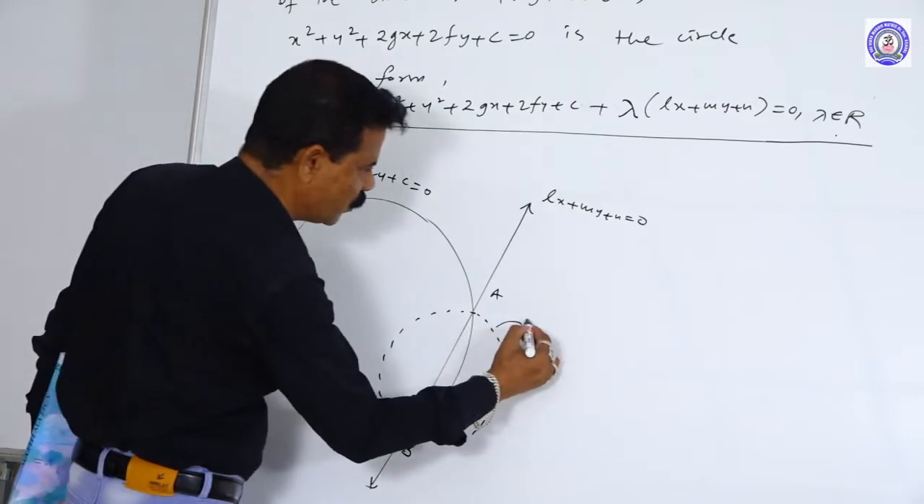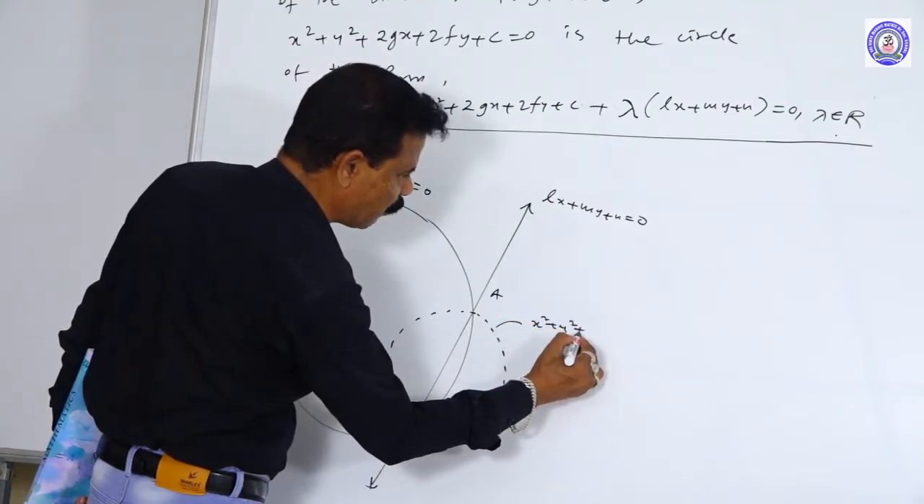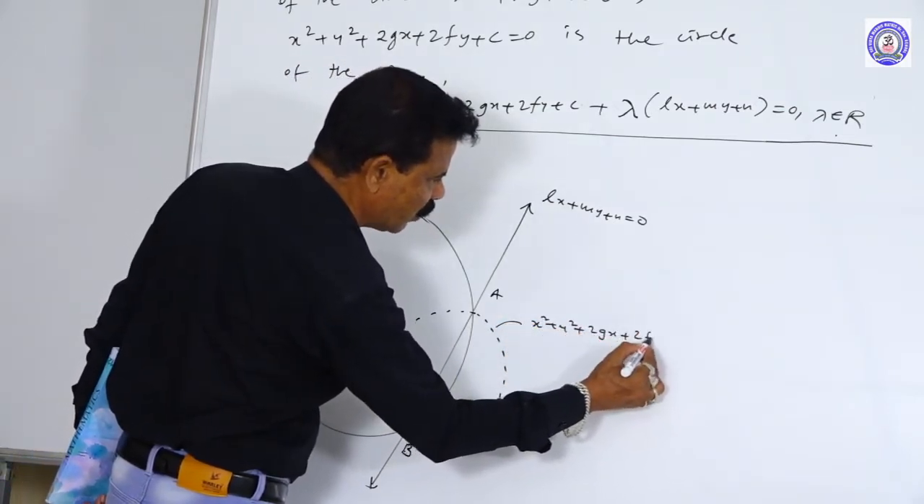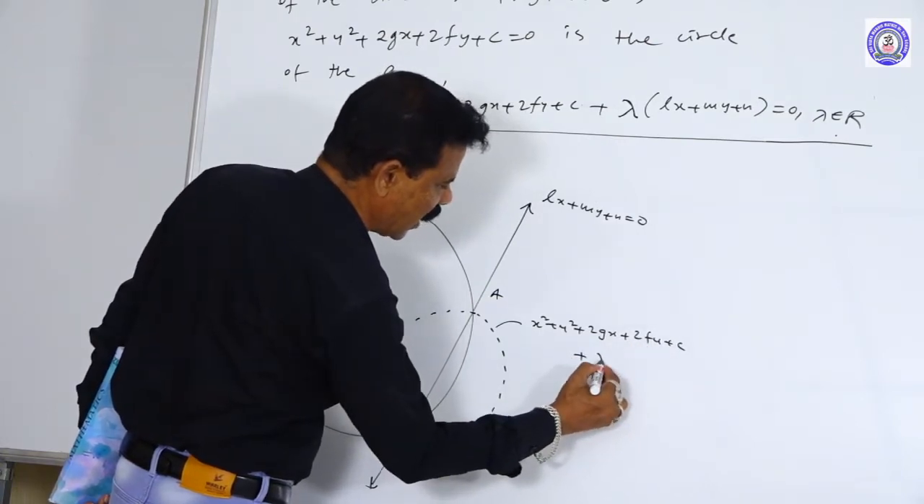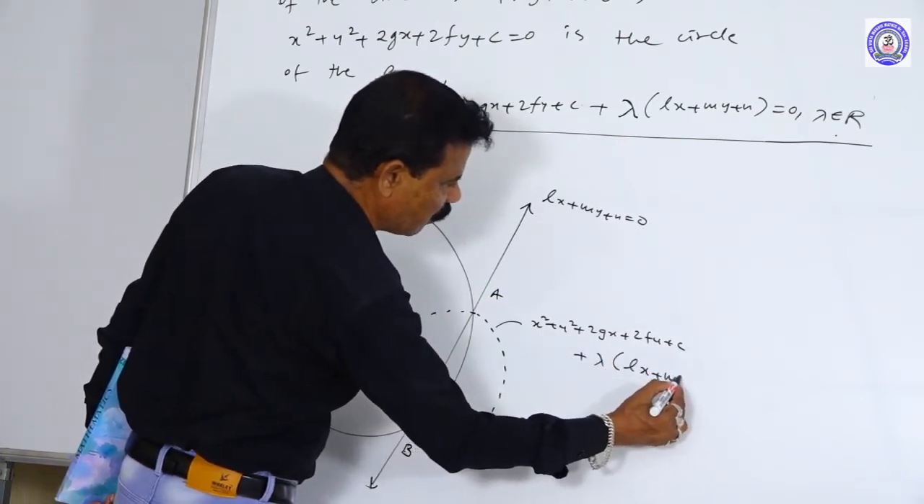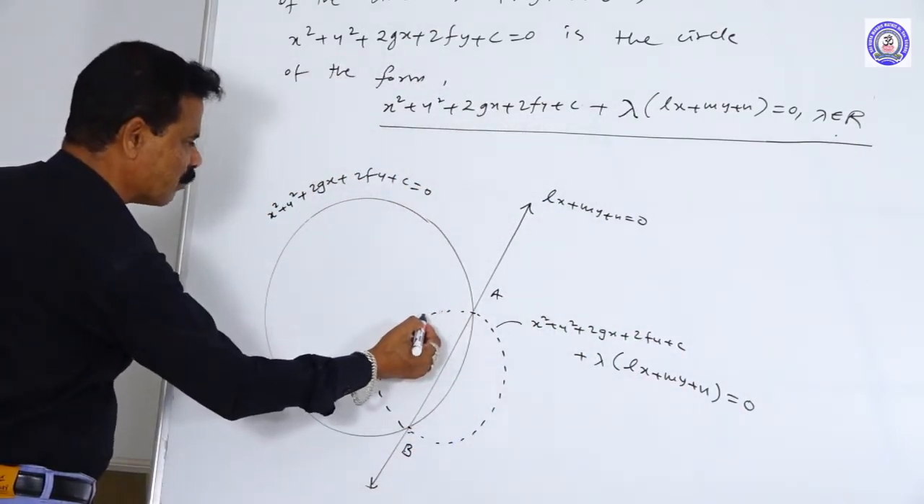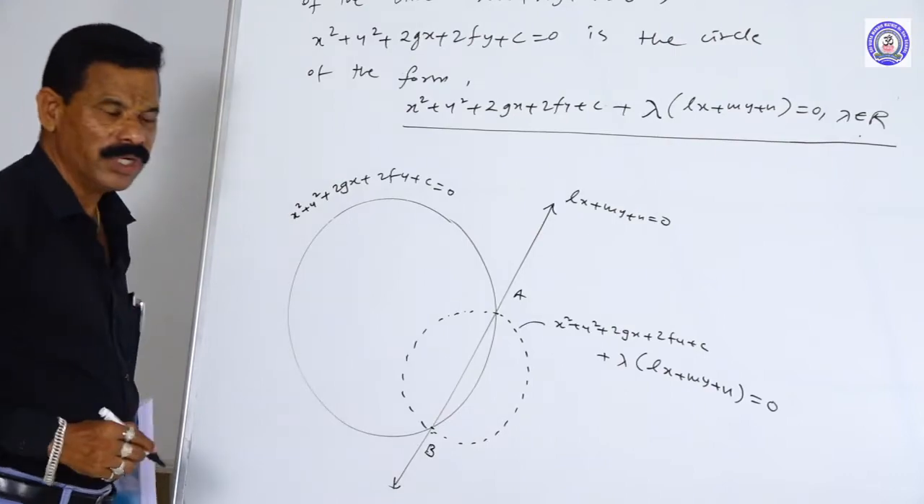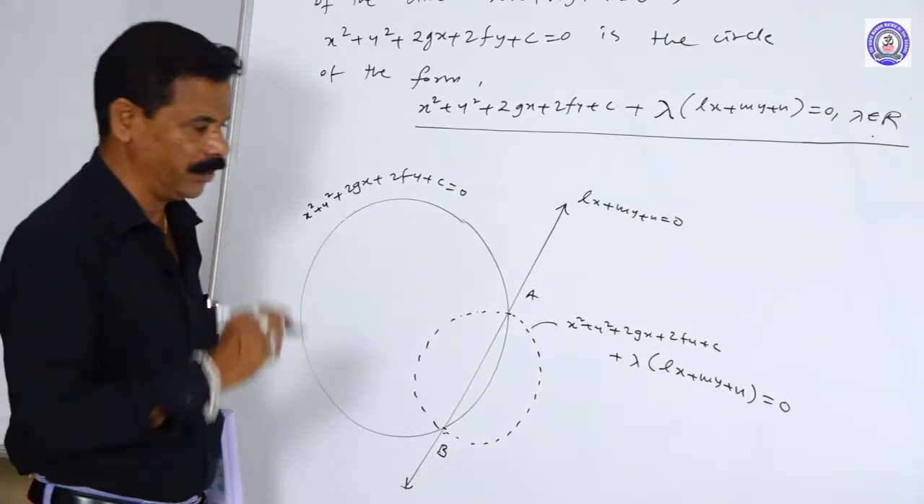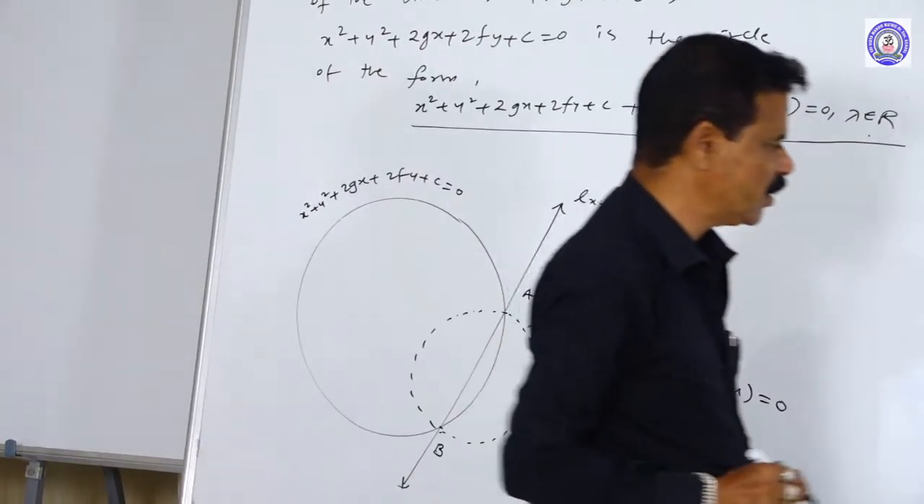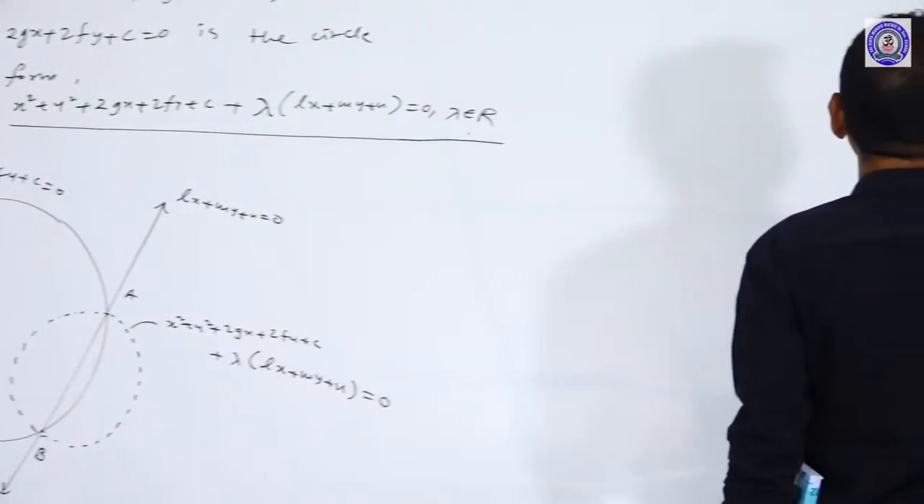It is of the form x square plus y square plus 2gx plus 2fy plus c plus lambda into (Lx plus My plus N) is equal to 0. This is the equation of the circle passing through the intersection points A and B. So according to this theorem, one problem.